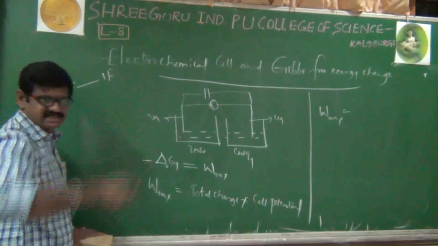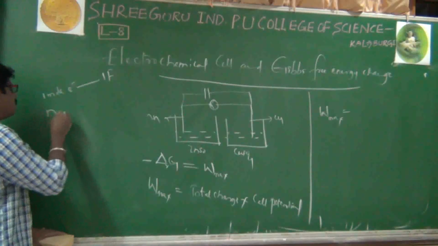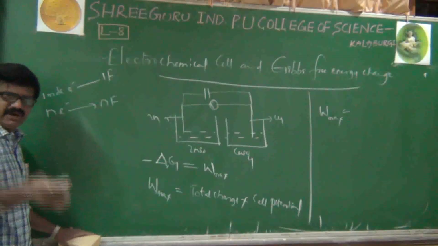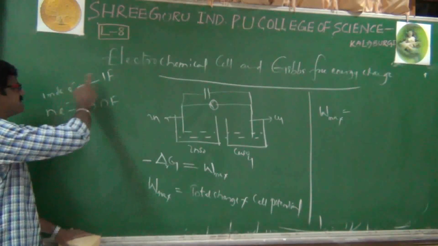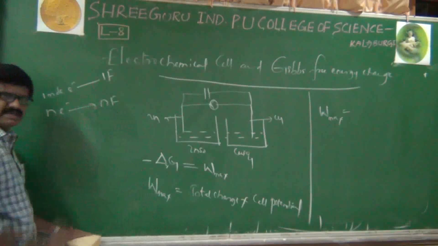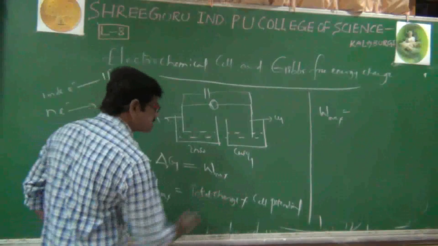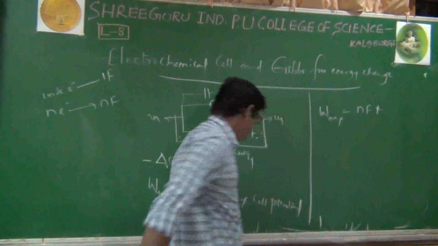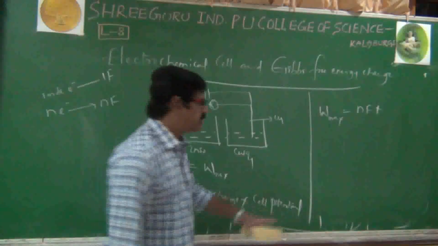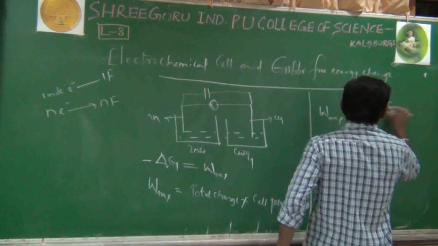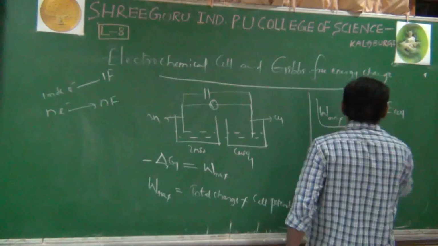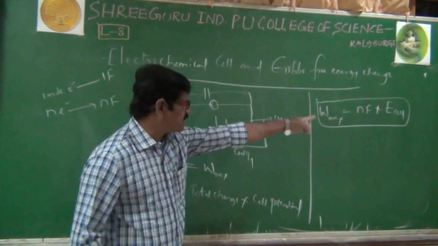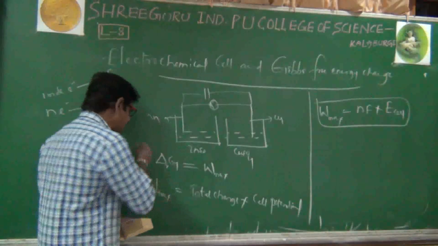Regarding this, we will discuss in the next classes. If n moles of electrons are involved, n Faraday is involved, that's it. 1 mole, 1 Faraday; n moles, n Faraday. Therefore, total charge I am substituting here: nF into cell potential. Cell potential we are indicating with E cell. This is the maximum work done formula. Now that formula I will substitute in the main formula.